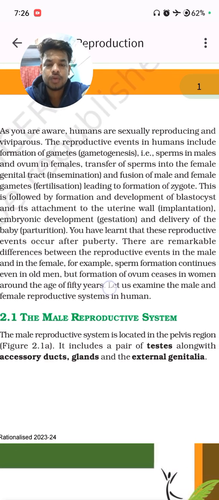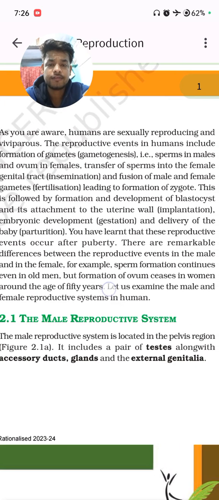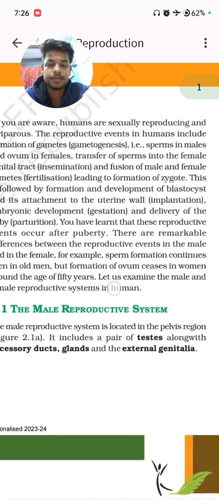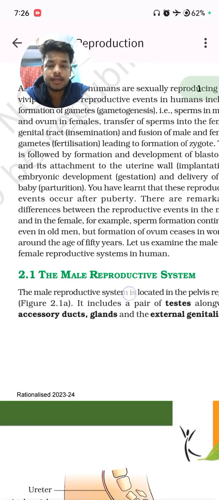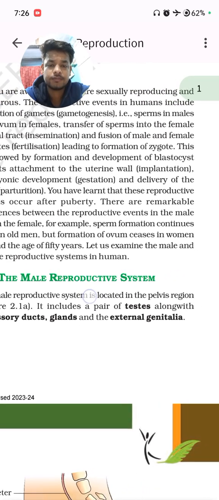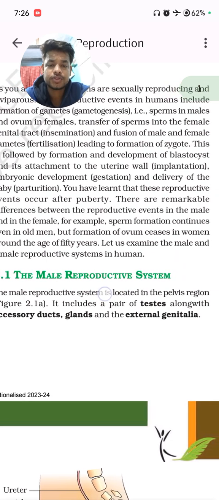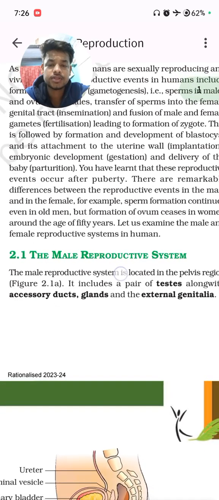Parturition. You have learned that these reproductive events occur after puberty. There are remarkable differences between the reproductive events in the male and in the female. For example, sperm formation continues even in old men, but formation of ovum ceases in women around the age of 50 years.